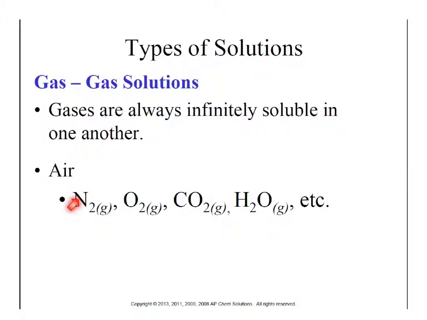Here's a piece of trivia. So, in a gas-gas solution like air, what is the solvent and what is the solute? If you said nitrogen was the solvent, you are absolutely correct. Nitrogen composes 79% of our air. Since it is the most abundant thing in the air, that would make it the solvent. And everything else, the oxygen, the CO2, the water vapor, would be the solutes.